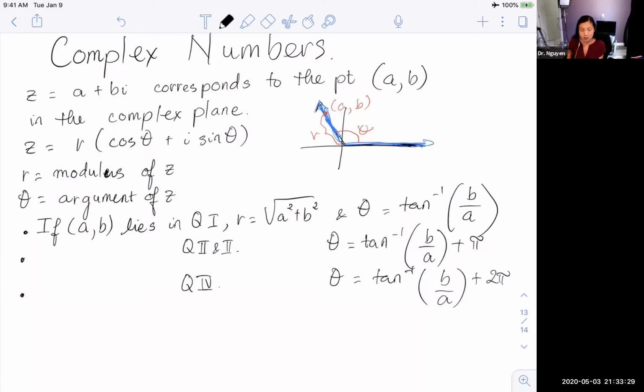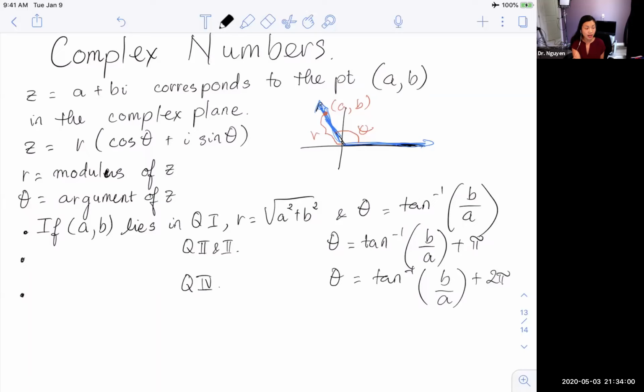Okay, class, so next we're going to talk about complex numbers. A complex number z equals a plus bi corresponds to the point (a, b) in a complex plane. I have a graph for you right there. I know it's ugly, I'm so sorry about that. But anyway, as you can see, r is the distance, and you have theta as the angle.